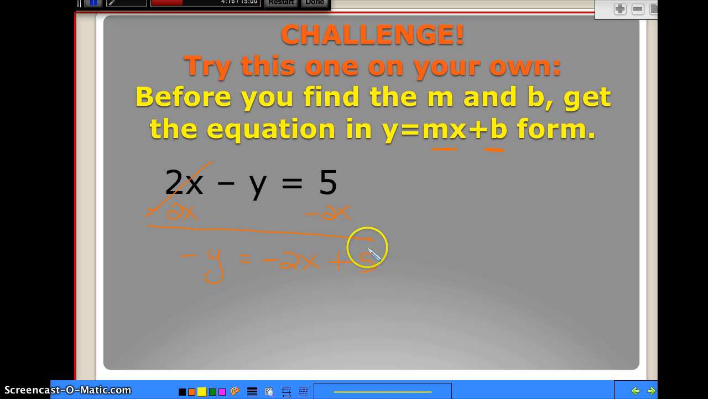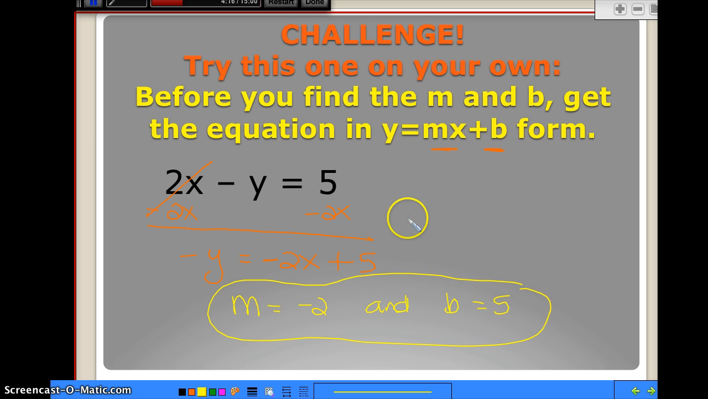So now that we have it in the right form, we're able to identify the m and the b. The m is the coefficient in front of the x, which is the -2, and the b is the +5. So that's the m and the b. Make sure you unscramble it before you identify.